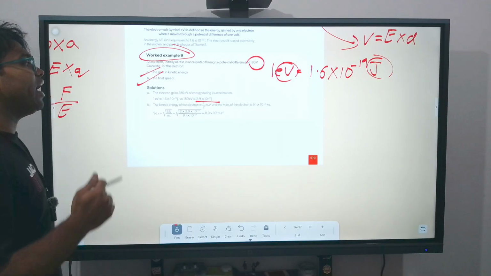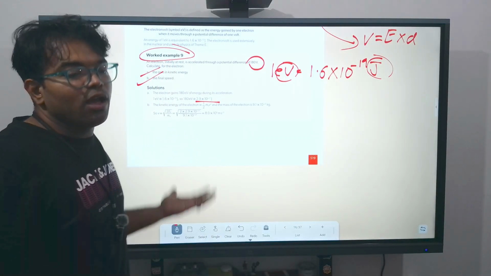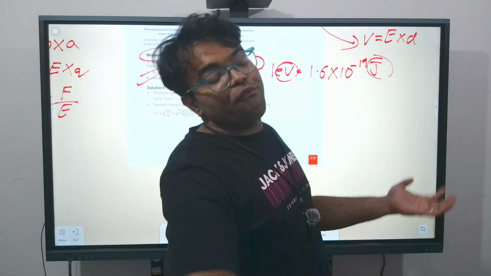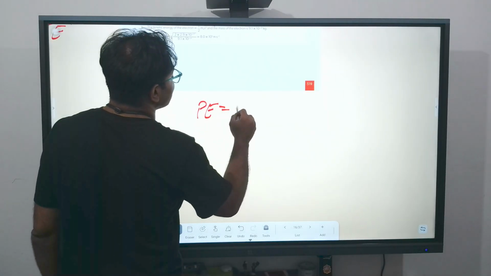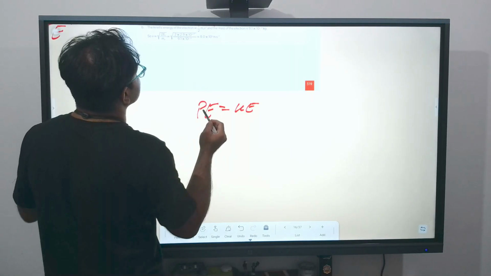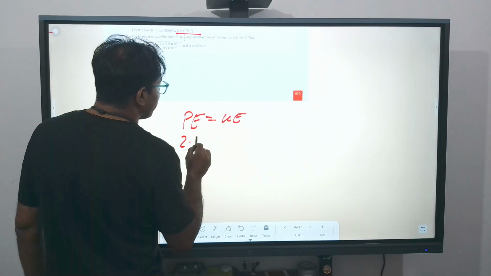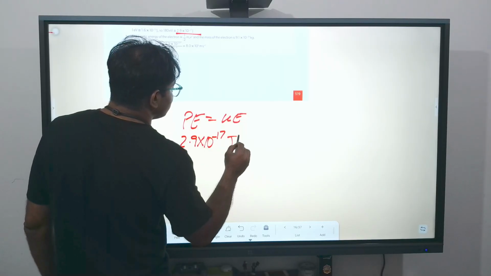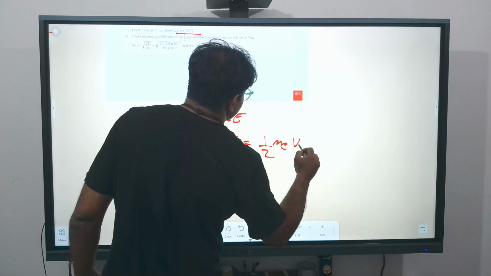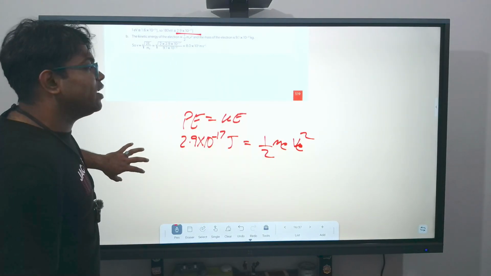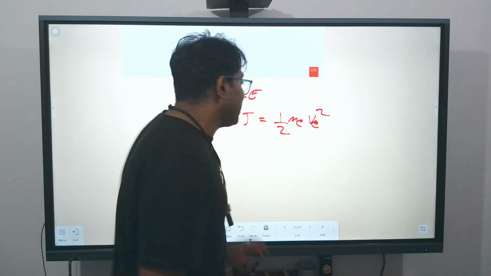Now, the kinetic energy of the electron is equal to whatever potential energy it had. Everything is going to get converted into kinetic energy. So potential energy is equal to kinetic energy. Potential energy was 2.9 × 10^-17 joules, which is equal to half times the mass of an electron multiplied by the velocity of the electron squared. We know the mass of the electron to be 9.1 × 10^-31 kg.